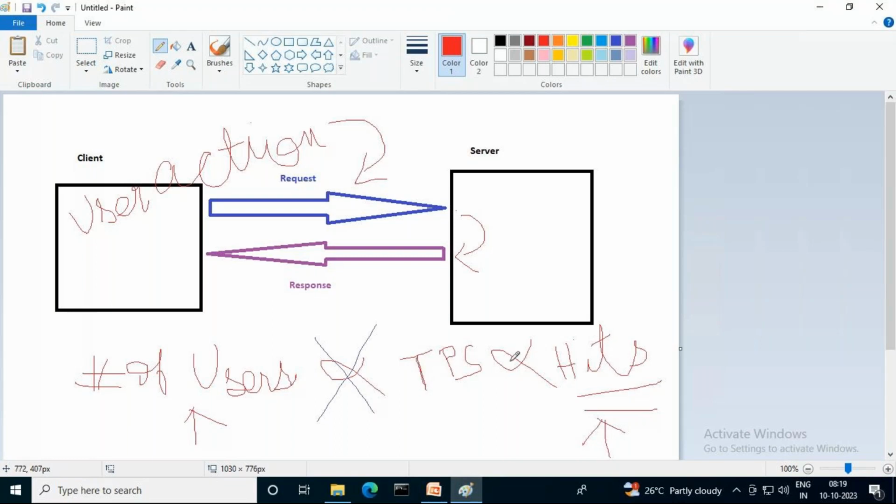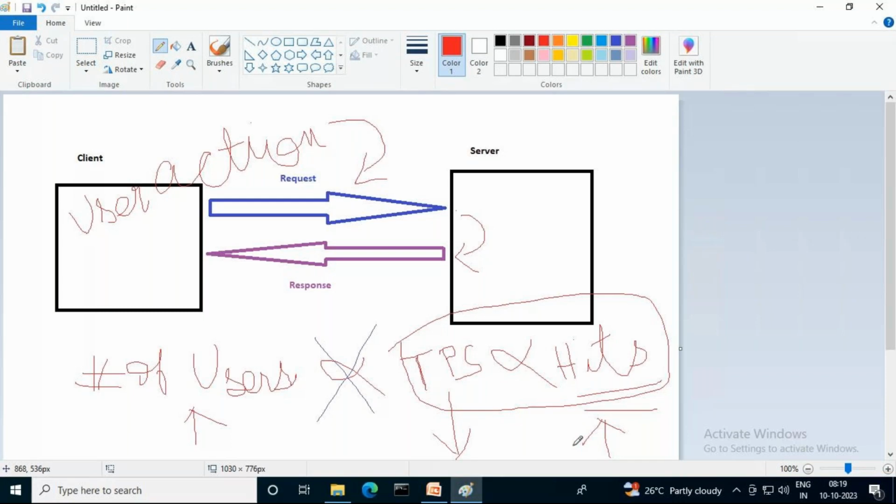So remember this also, interview question. Is TPS directly proportional or inversely proportional to hits per second? Ideally, your TPS is directly proportional to hits per second. Now the question which I told you: if you are observing that with an increase in the number of users or with an increase in the number of hits per second, your TPS is decreasing, for example. So is that good for you or is that bad for you?